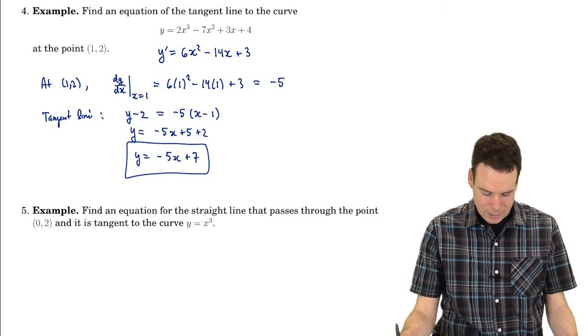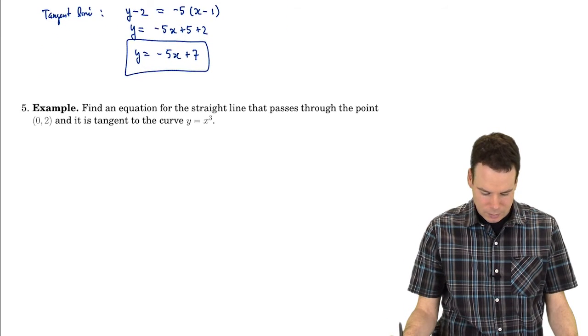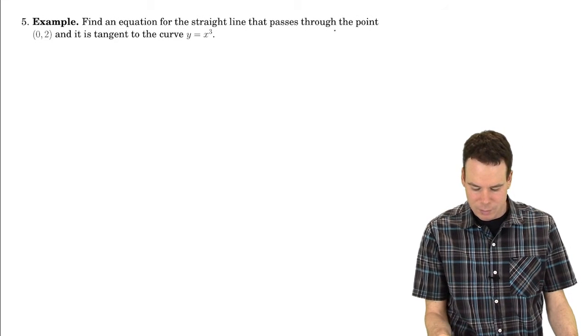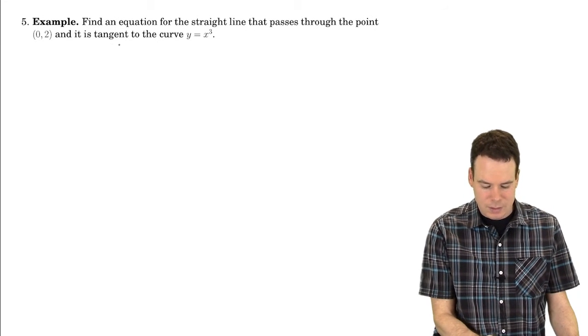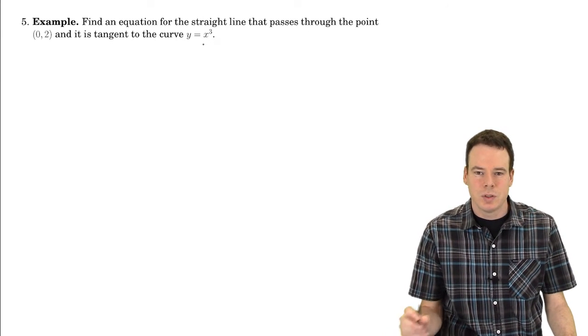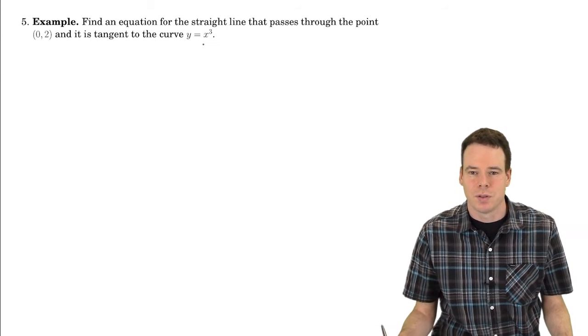Okay, in this last example, we want to find the equation for the straight line that passes through the point 0, 2 and is tangent to the curve y equals x cubed. Okay, so take a moment and pause the video and try to work through this on your own.